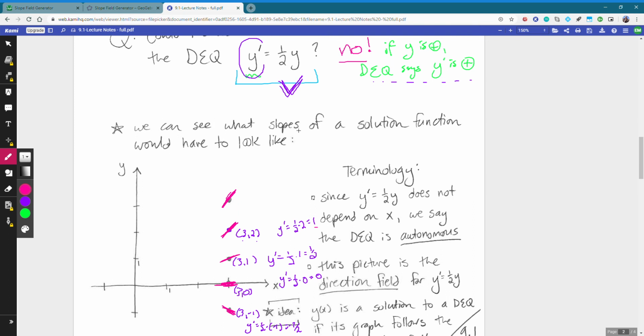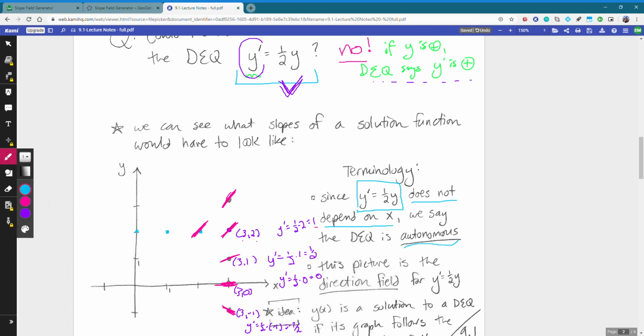One of the things that's nice is that our differential equation, y prime equals 1/2 y, actually does not involve x at all. We say that it is autonomous since it doesn't involve the input variable. And what's kind of cool is that the slope that we saw at our point 3,2, well, if we checked out the point 2,2, change the x, that's not going to change our slope computation at all. We're still going to see that exact same slope of 1.